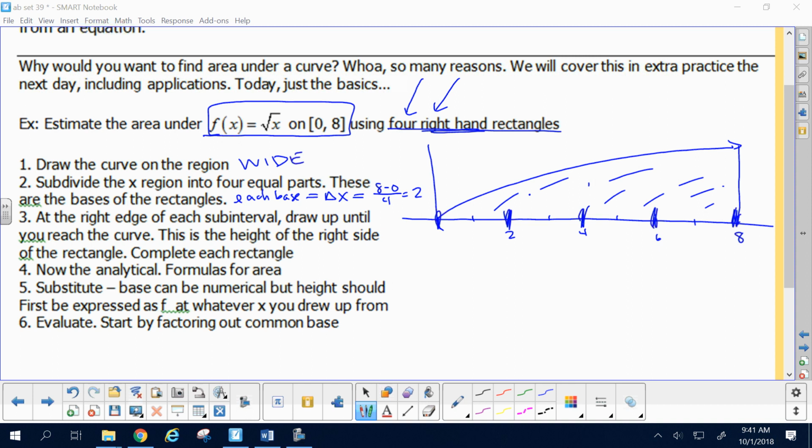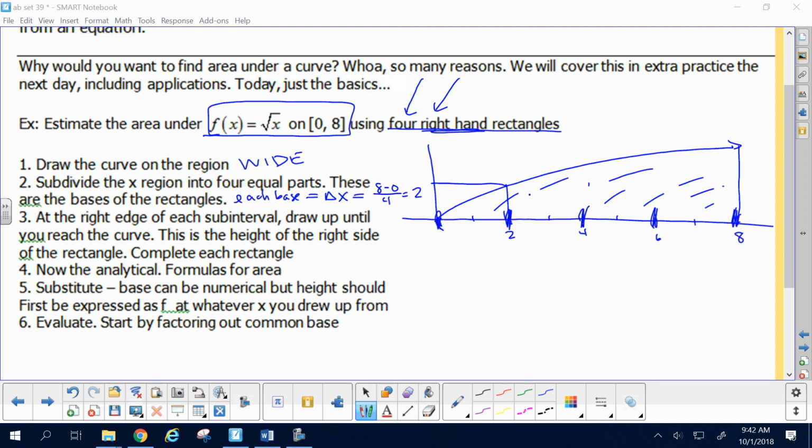If they say right hand, then in each subinterval from 0 to 2, you're going to go to the right edge of the interval, and for the height, you're going to go up at that point on the right edge until you get to the curve, and then draw over for your rectangle. And I'm going to use that rectangle to estimate the area under that curve. Now, is that rectangle a perfect estimate? No, that rectangle definitely has more area than I want. And that's okay. We'll talk about getting more accuracy later, but just know that it's an estimation, so it's not going to be right on.